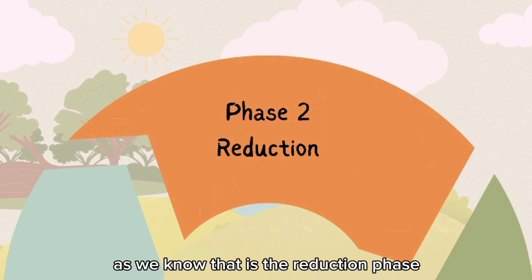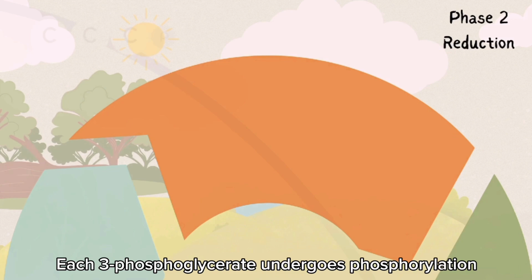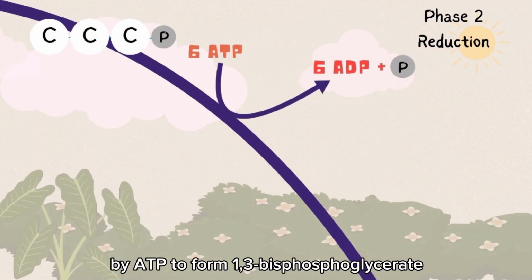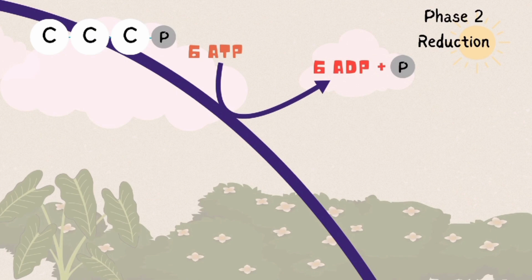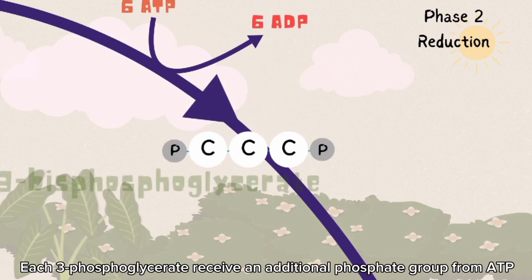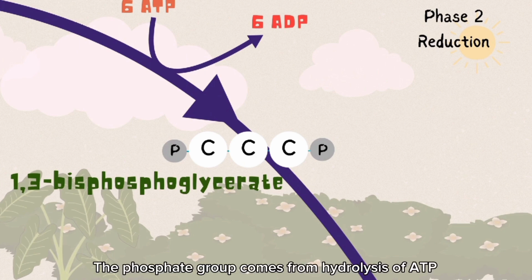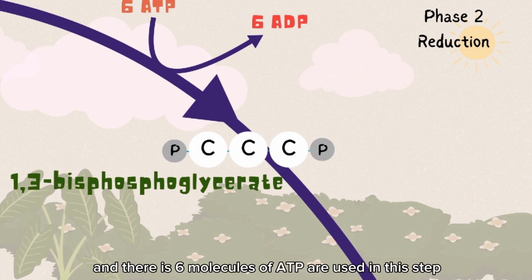That is the reduction phase. Each 3-phosphoglycerate undergoes phosphorylation by ATP to form 1,3-bisphosphoglycerate. Each 3-phosphoglycerate receives an additional phosphate group from ATP. The phosphate group comes from hydrolysis of ATP, and 6 molecules of ATP are used in this step.